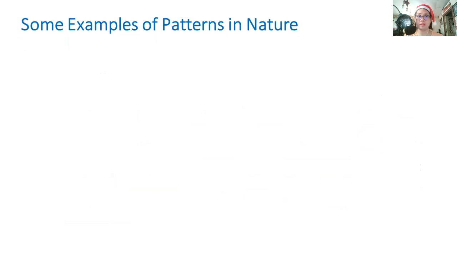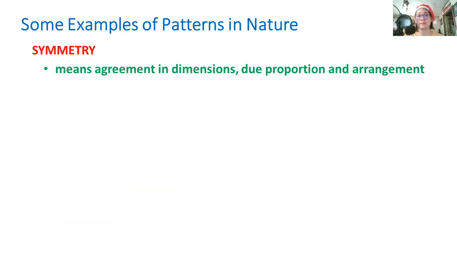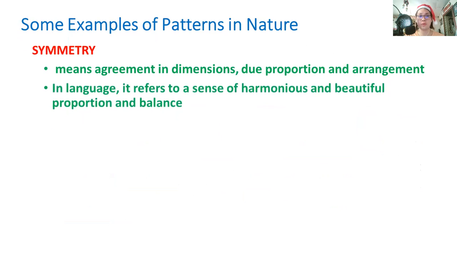Some examples of patterns in nature. Let's start with symmetry. I mentioned symmetry as part of patterns in nature. It means agreement in dimension, due proportion, and arrangement. In the context of language, it refers to a sense of harmonious and beautiful proportion and balance.